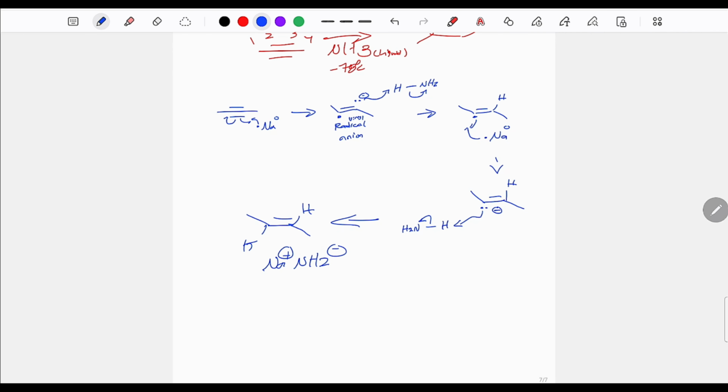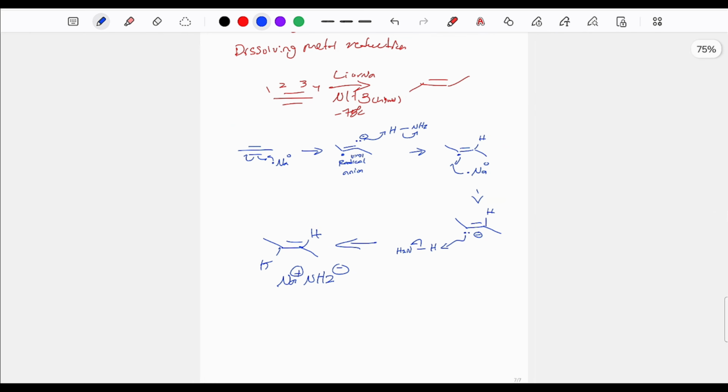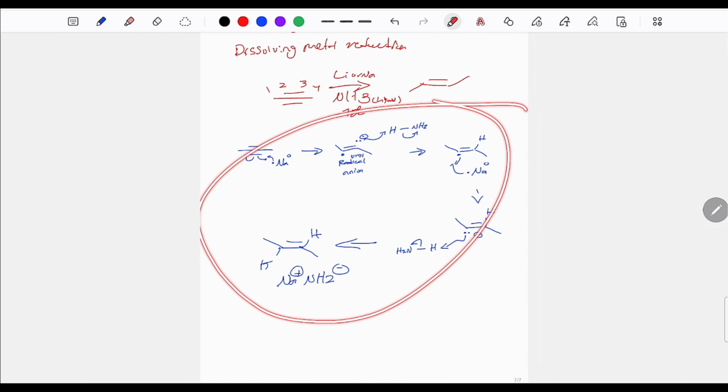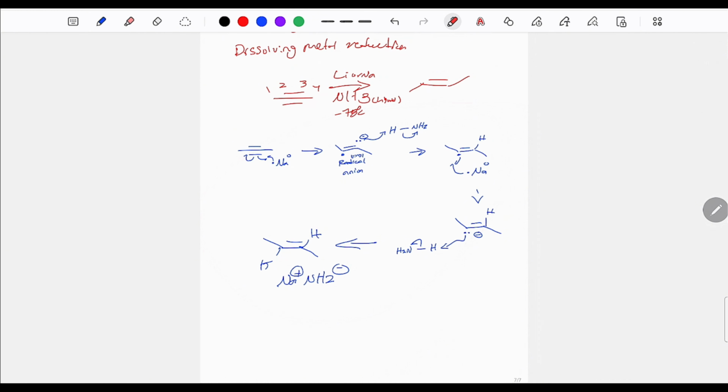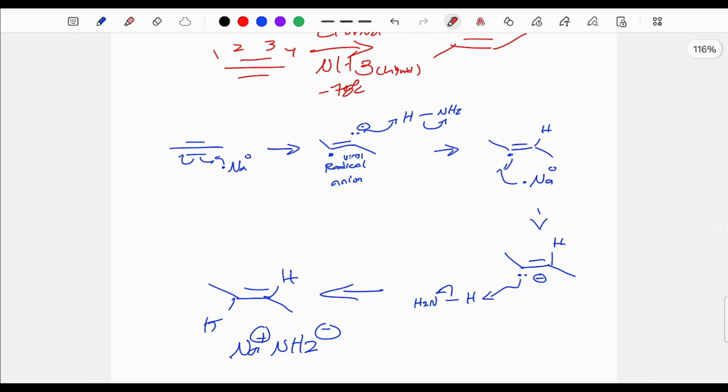Okay, perfect. So again, you do note this is a radical-based mechanism, stepwise via a radical anion and a carbanion, and there is anti-addition of my substituents occurring.